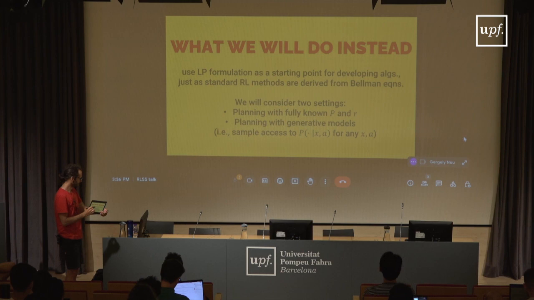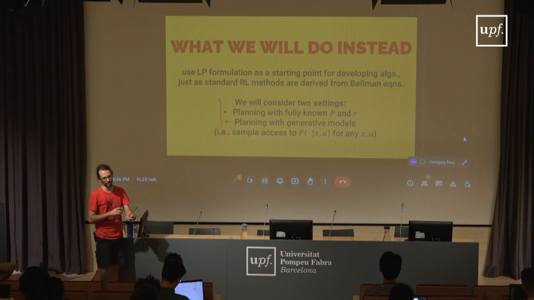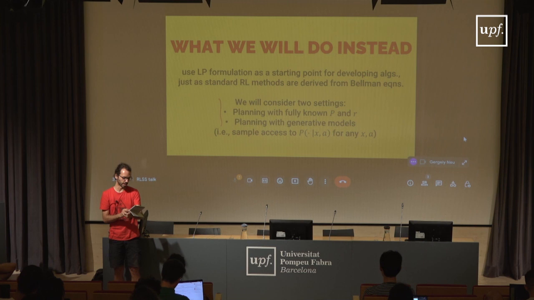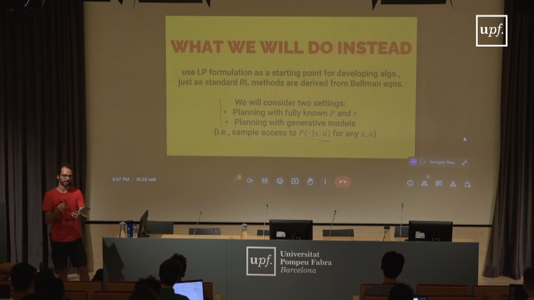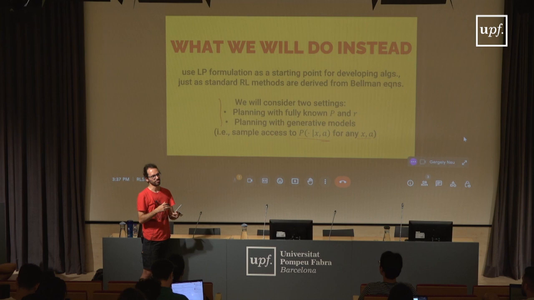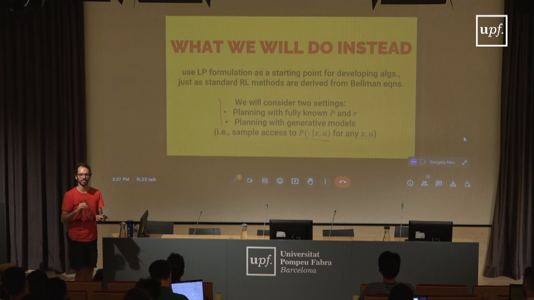So we're going to be considering essentially two settings. One is planning with a fully known transition function P and R, in which case we're going to be able to do very nice and easily implementable methods. And then I'm going to show you how to work with generative models, which means: what can I do if I have the ability to sample from the next state distribution given any X and A? This is a stylized planning model in which many reinforcement learning algorithms are analyzed and developed first. It's easy to work with, easy to understand, and easy to analyze.